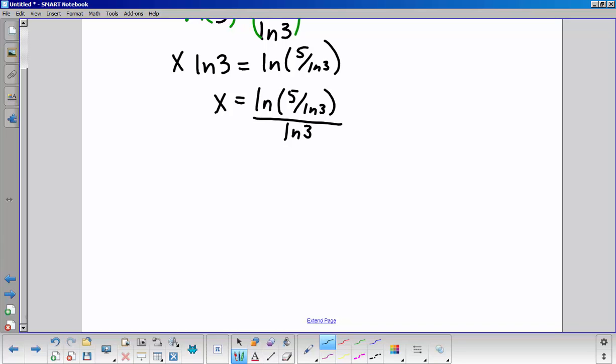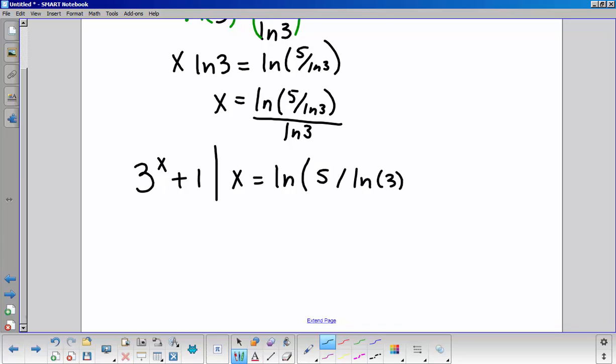So we're going to go home, and we're going to go 3 to the x plus 1, such that, what do we want x to be? That. So we say x equals the natural log, parentheses open, and you're going to go 5 natural log of 3, close that parentheses, right? Close that log, divided by natural log of 3.